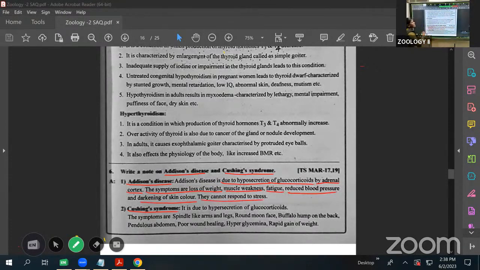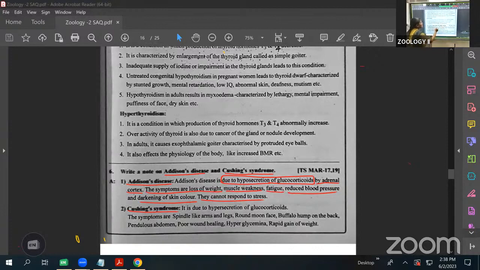Here, the Addison's disease is mainly caused by the hyposecretion of the glucocorticoids. Simply, you write it is due to the hyposecretion of the glucocorticoids by the adrenal cortex, called Addison's disease. Simple symptoms are weight loss, muscle weakness, and reduced blood pressure.